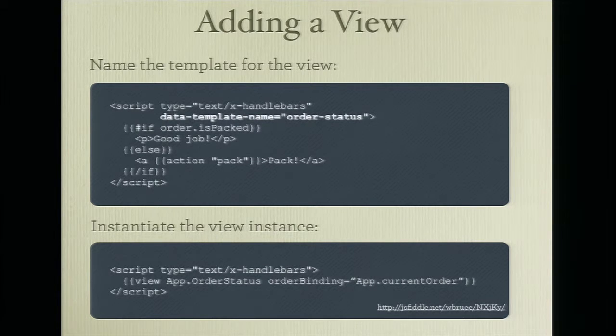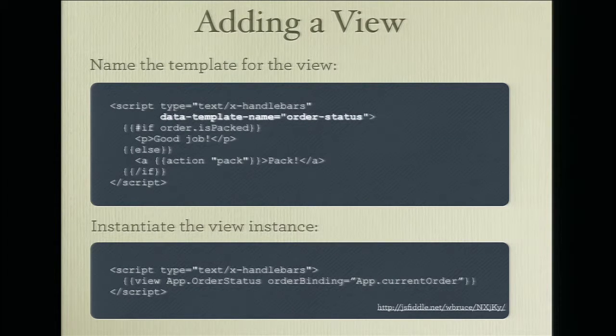And what this does is it's going to take the name of the view that you pass it next, which is our order status class, and it's going to instantiate one of these. And then it's going to take any of the additional options on that line and pass them as it's instantiating that object. So in this case, I'm passing this thing called order binding. So this isn't order, but it's order binding.